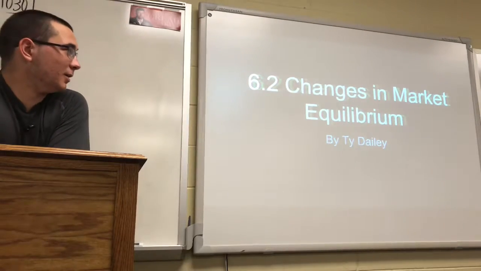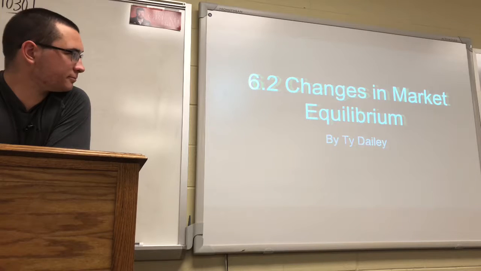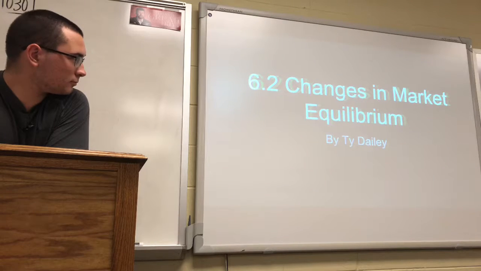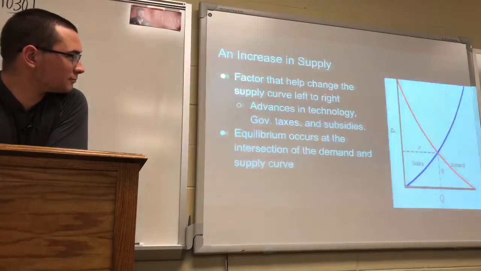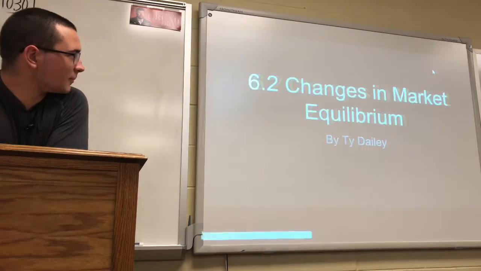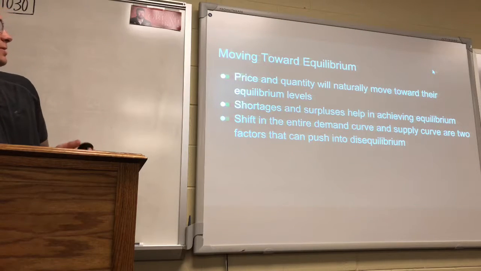It's rolling. All right, 6.2 is change in the market equilibrium. All right, moving towards the equilibrium. So the price and quantity will naturally move towards the equilibrium.